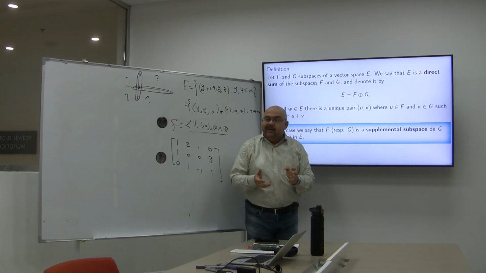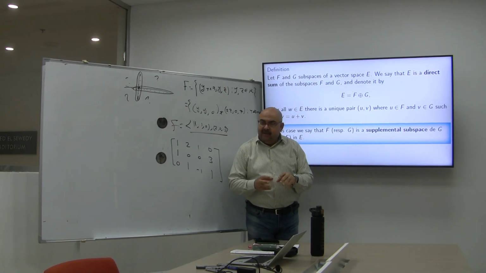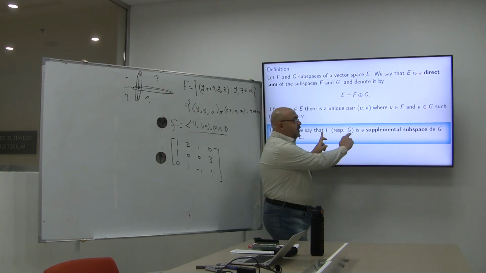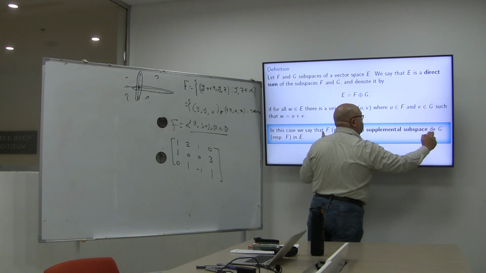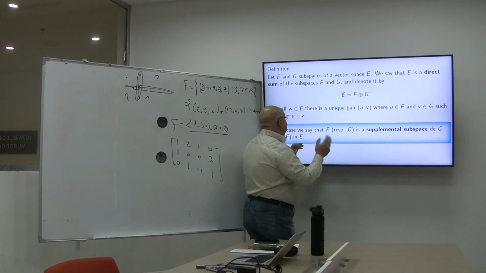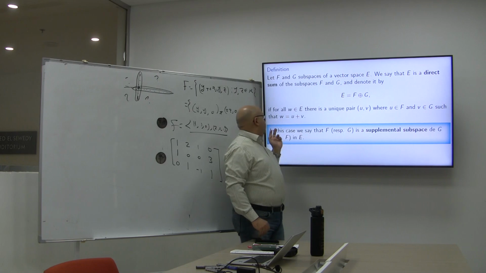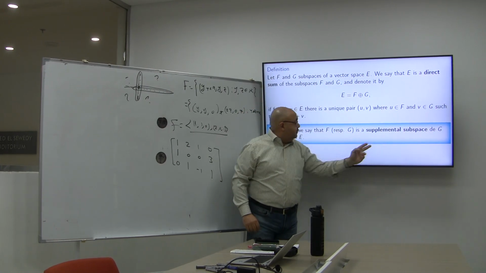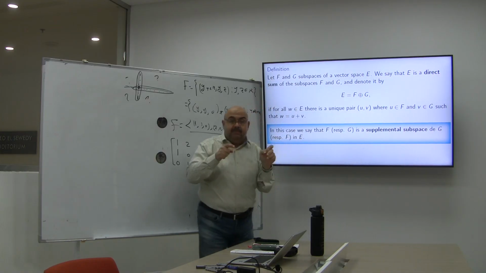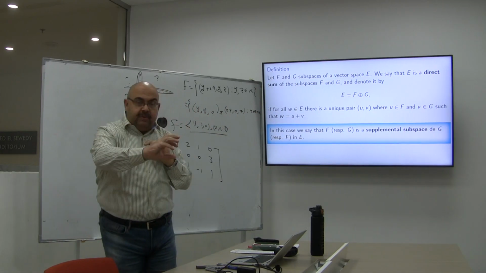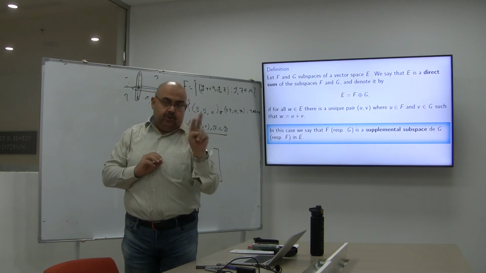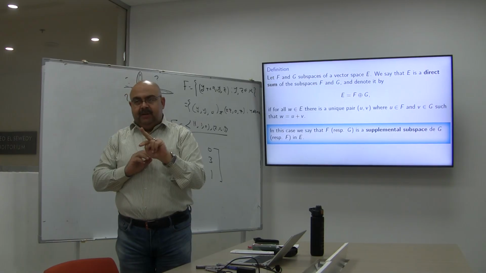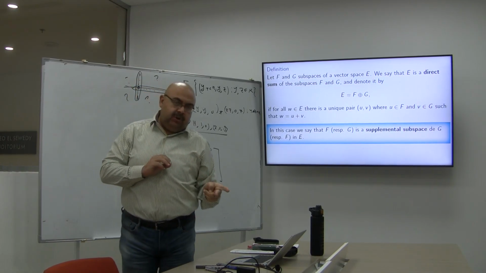Pay attention, the English here is a bit mixed up with Portuguese in the translation, understand? Here it says, in this case we say that F is a supplemental subspace of G. Okay? Or the opposite, I can say that G is a supplemental subspace of F. This means that when he writes the symbol and then opens a bracket and puts the other symbol, you can read it in two ways. Either F and G supplement each other, or G and F supplement each other. Okay.